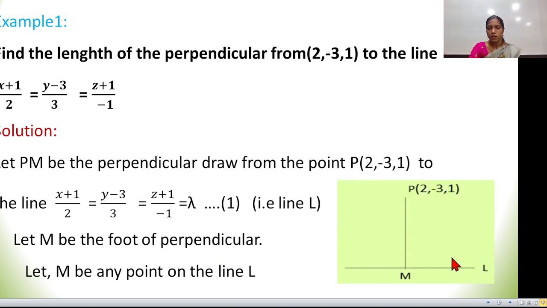From this figure, see P is our given point and this is our given line. Draw the perpendicular from point P to the line. So here we get a foot of perpendicular M. For finding the distance PM, we know the coordinates of point P. So first, using the given information, we find the coordinates of point M. M is a point on the line L, so this is any point on the line L, x, y and z. So first we have to find the values of x, y and z.